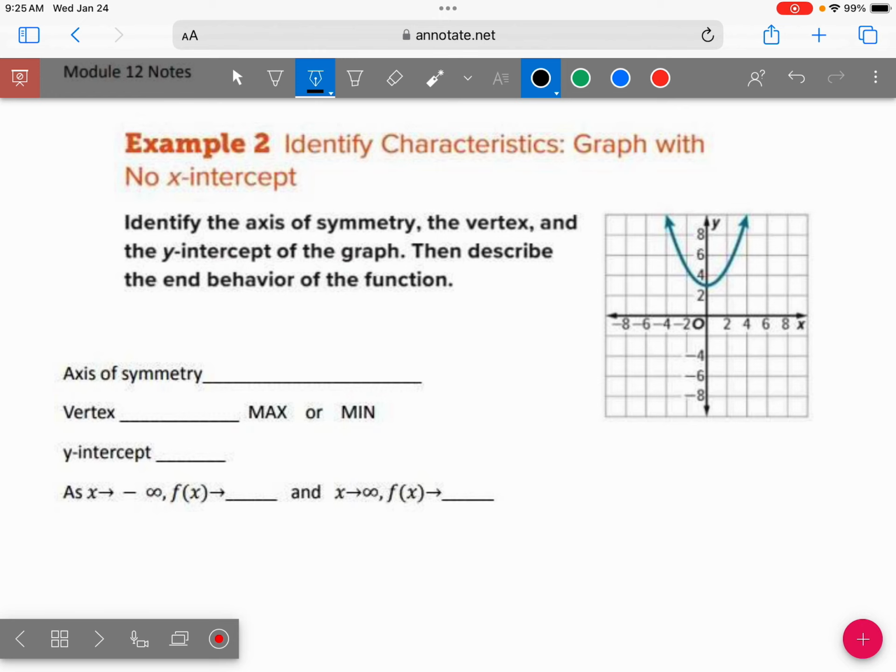In this example, it looks like your y-intercept and your vertex are the same place. So you should have the same answer for your vertex and y-intercept.